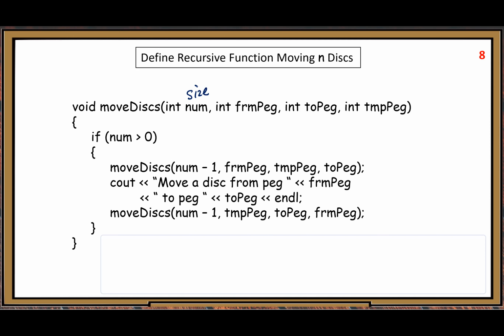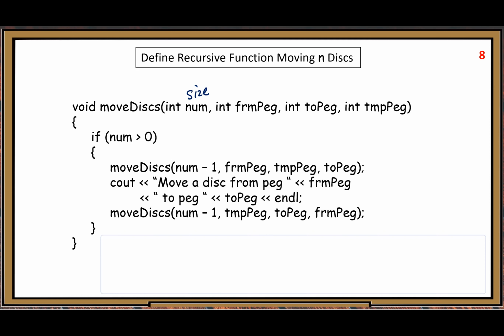The first step is a recursive function call on the size-reduction problem, num minus 1. But we need to change the peg numbers. We make the temp peg the destination and the to peg the temporary one. So just a recursive function call.